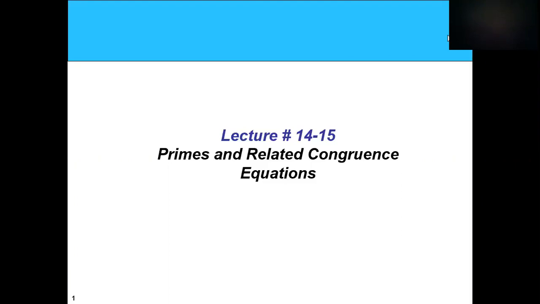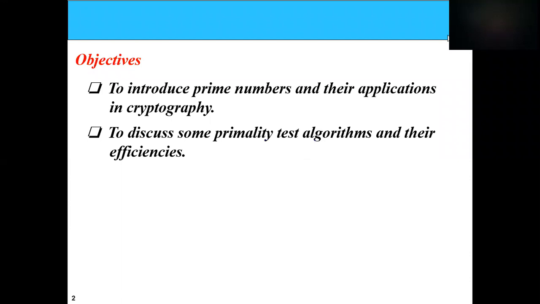Let us start today's lecture. The objective of today's lecture is to introduce prime numbers, their cardinality, and their importance in cryptography. Moreover, we will discuss some primality test algorithms and their efficiencies. And since we are concentrating on public key cryptography, I will leave it as an exercise how to find the efficiencies of prime testing algorithms.